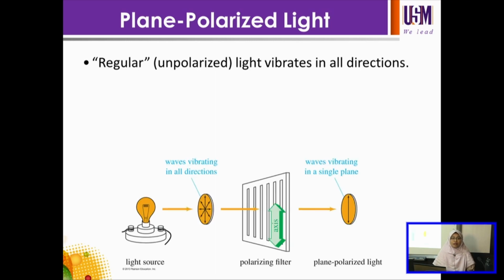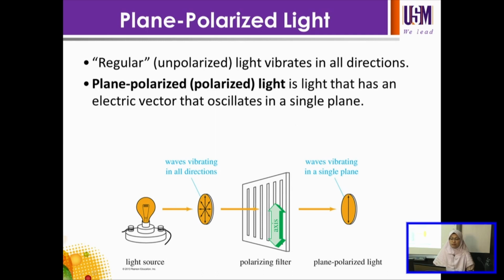This is an example of a simple experimental setup. We have here a light source. This is the wave of our light, which can move in all directions. And here we have a polarizing filter, or polarizer. When the light goes through a polarizer, we have plane polarized light. In this plane polarized light, the wave only vibrates in a single plane.